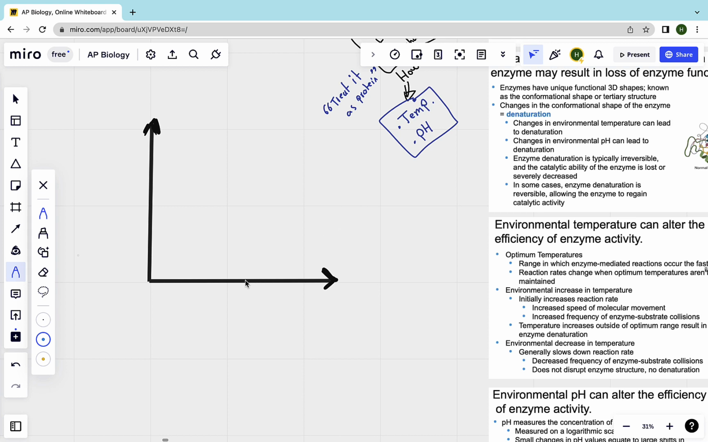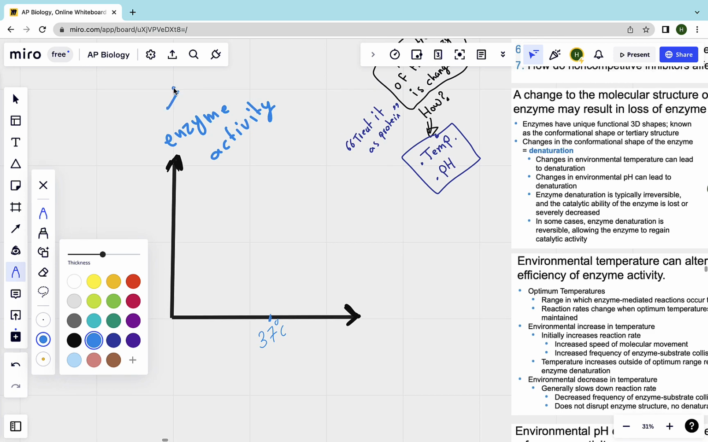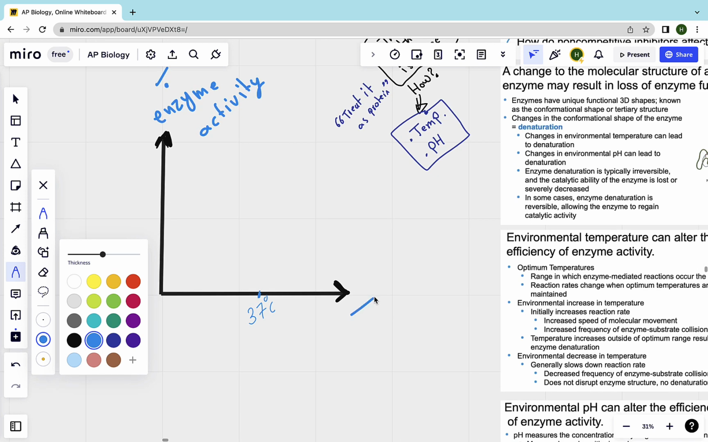So let's say in our body, what is the optimal temperature? 37. This is enzyme activity, and this is temperature.